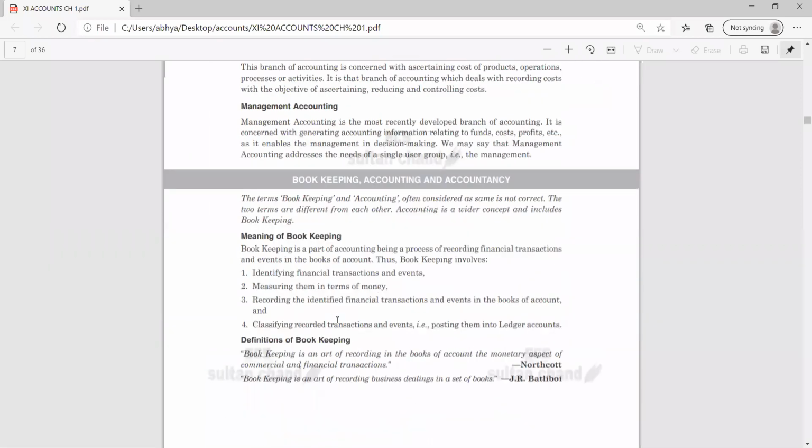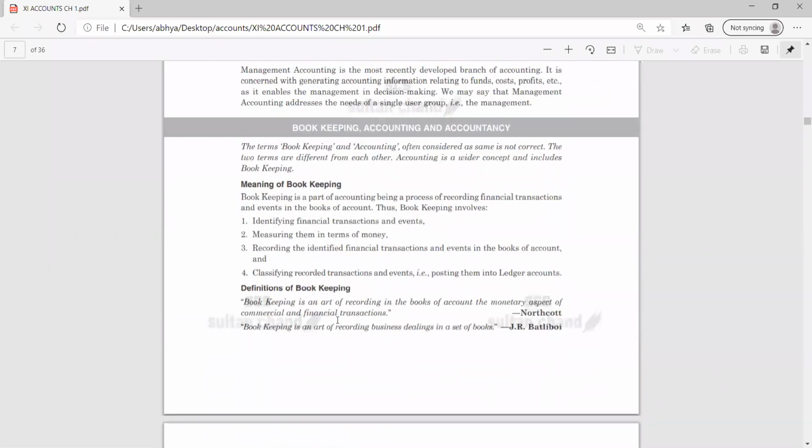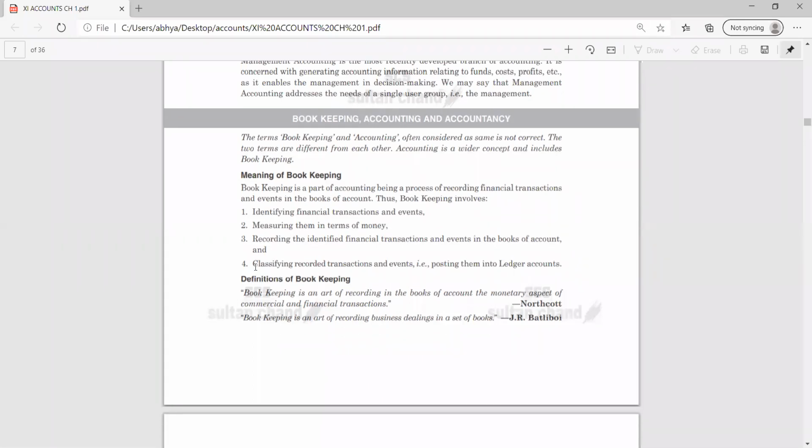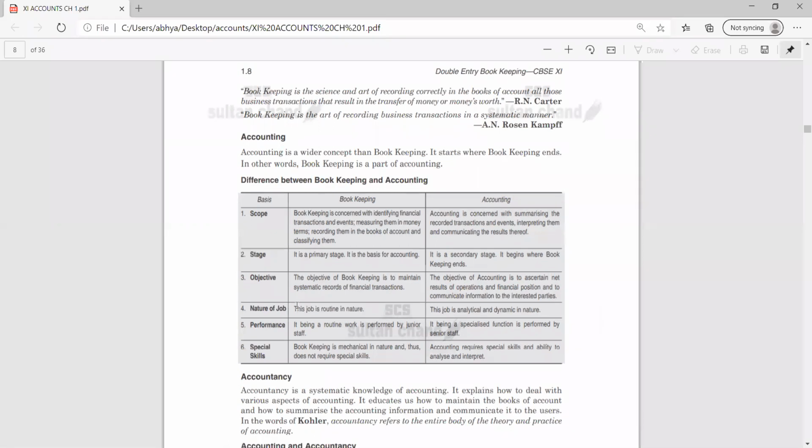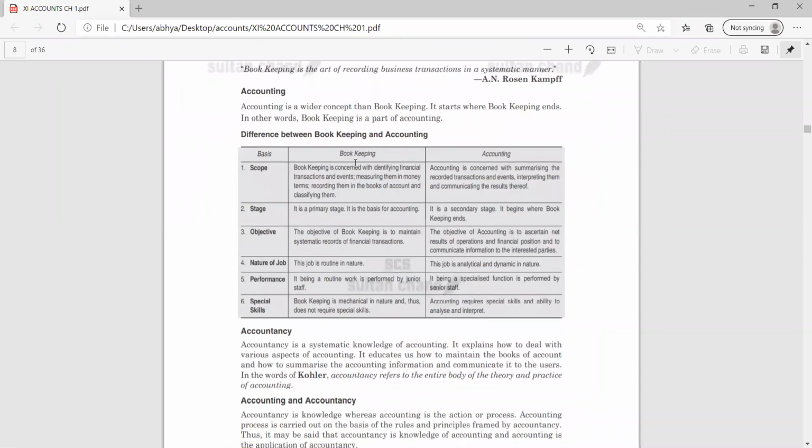Next, bookkeeping. The first three steps of the accounting process: identifying and measuring, then recording, and then classifying. Up to the making of the ledger account is known as bookkeeping. And accounting is a much wider concept. It is also a very important 3-marker theory question: difference between bookkeeping and accounting. So learn it properly. Accounting starts wherever bookkeeping ends. So we can say bookkeeping is a part of accounting. Bookkeeping is a narrow concept and accounting is a wider concept.